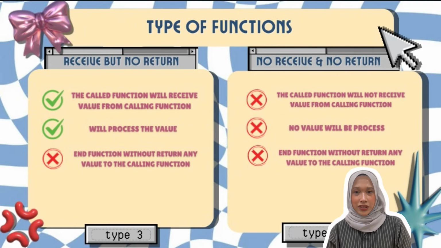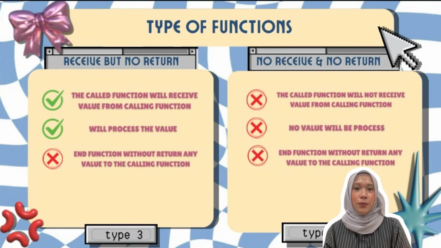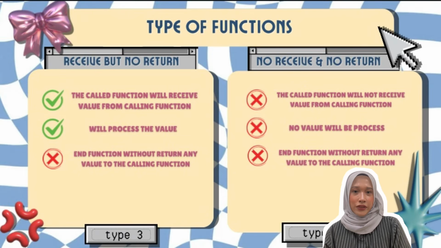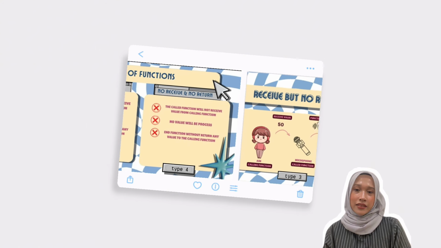This type of function receives input but does not return any output to the calling function. It is commonly used to display information or perform an action. Receive means the function accepts values or data from the user or the calling function. No return means the function does not send any value back. The function only uses the input to perform its task.